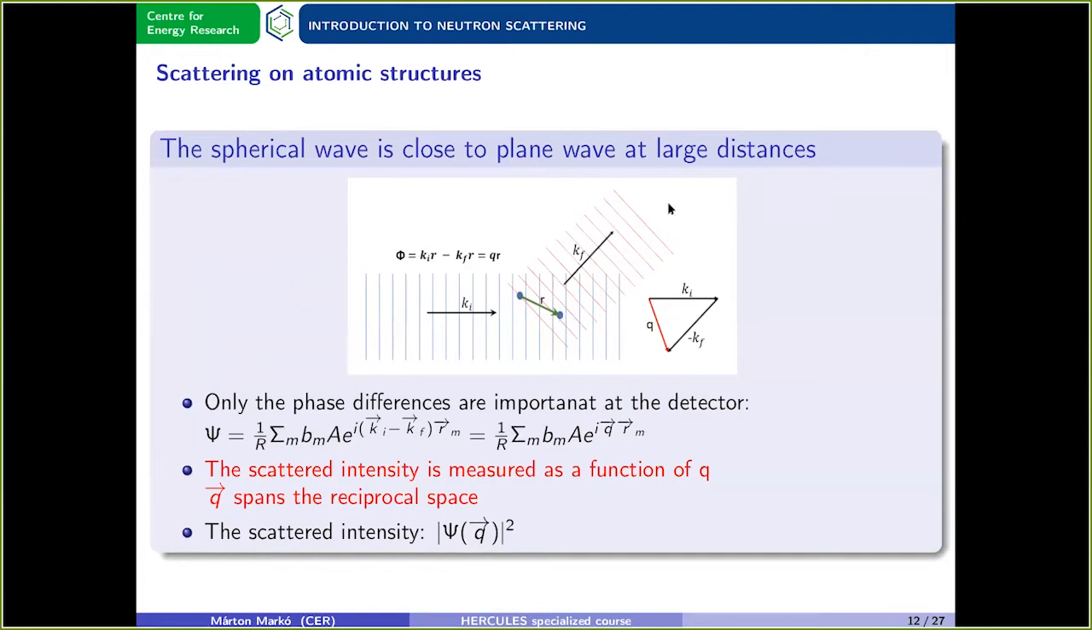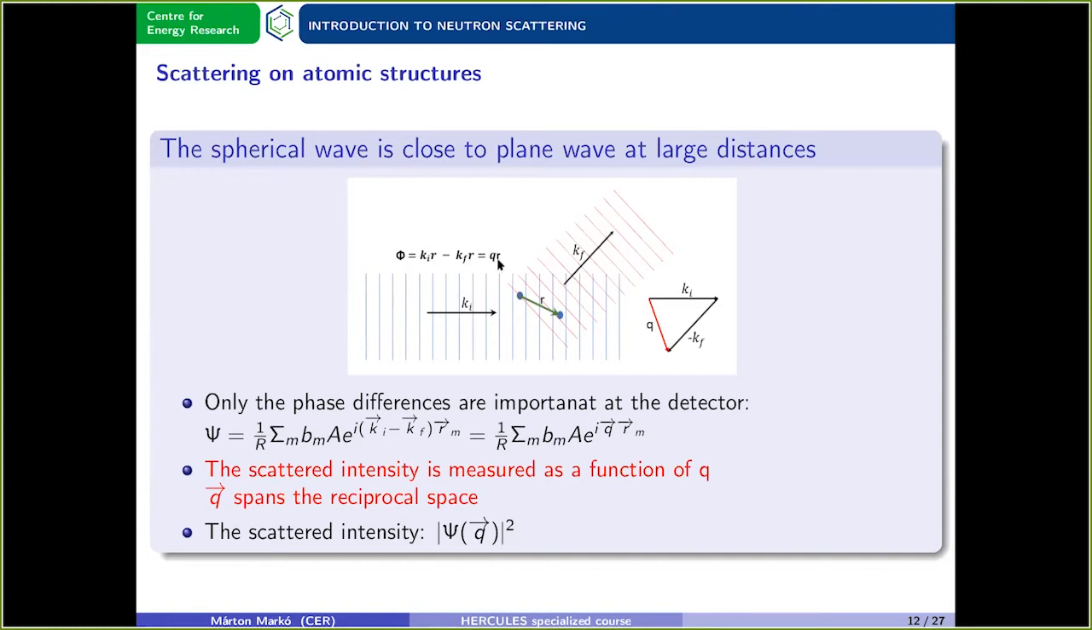And also, looking back from the detector, the incident phase of the scattered wave will also change, and this phase change can be written as I wrote here. So there is the Ki times R. If this is the 0, then here Ki times R is the phase of the direct beam, and the minus Kf times R is the phase difference at the detector from the scattered beam.